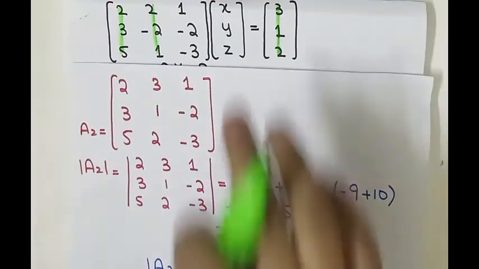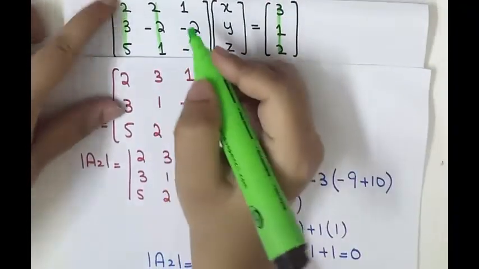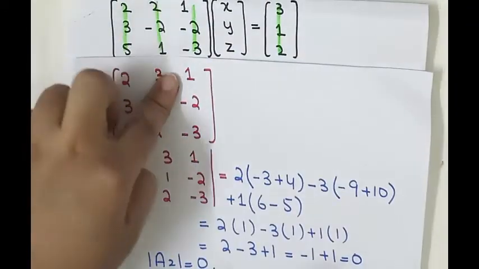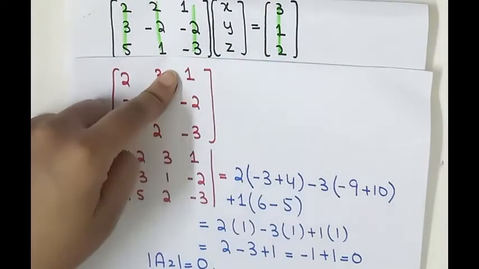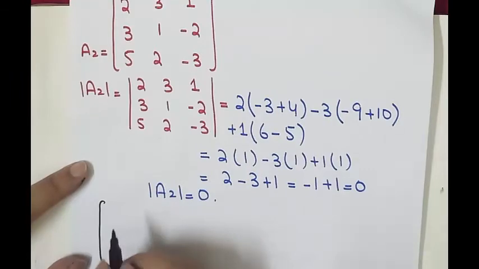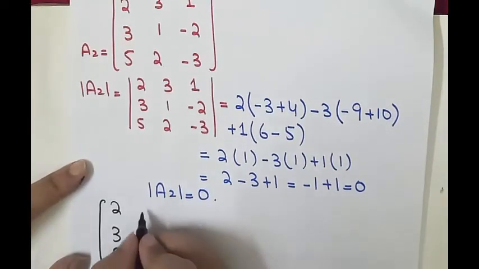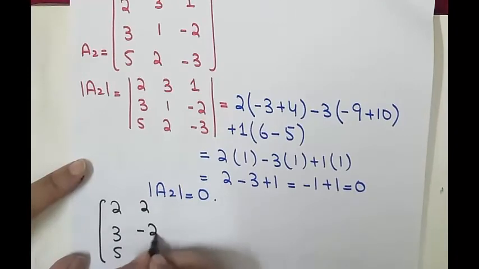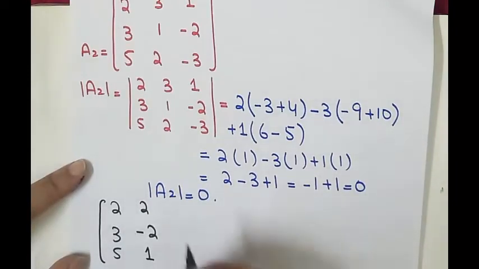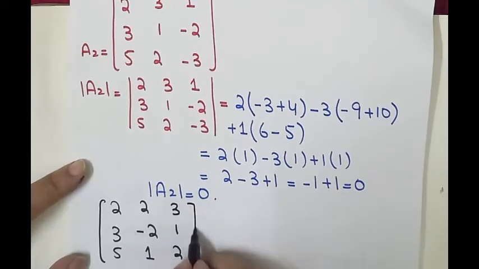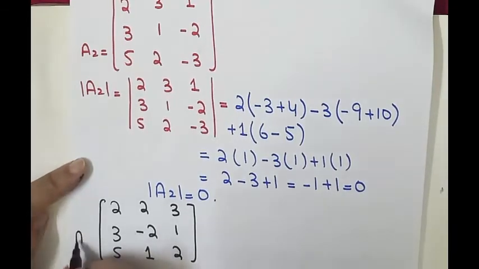For A3, now we will skip the third column and we will replace its values with the constants column. First column is 2, 3, 5. Second column is 2, minus 2, 1. And the third column will be replaced by the constants column. So we have 3, 1, 2. This is the matrix for A3.